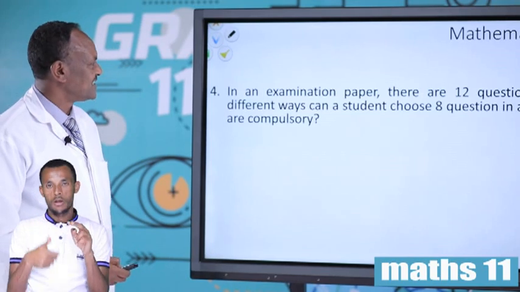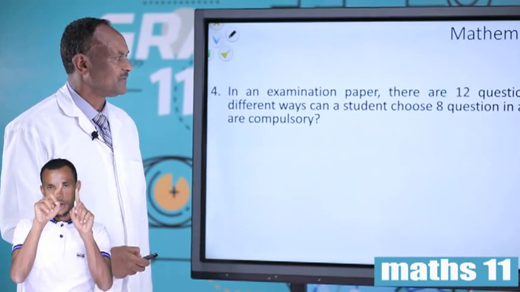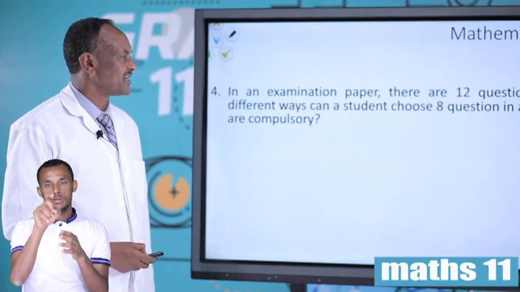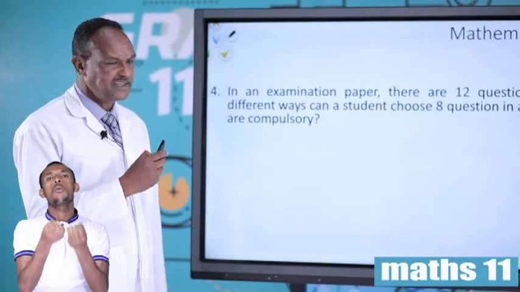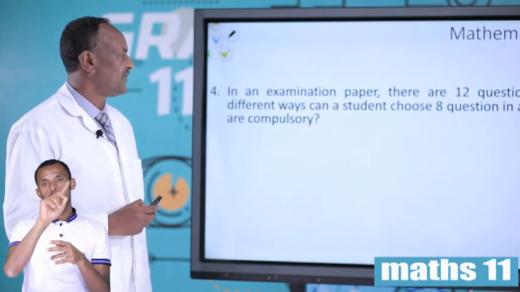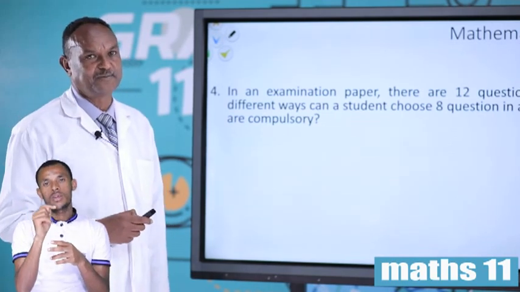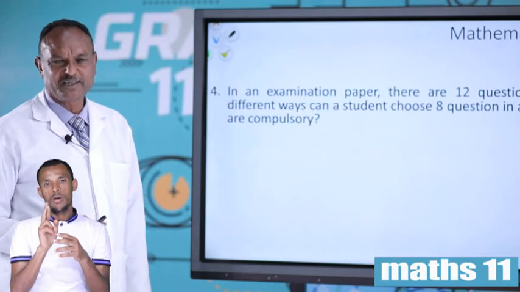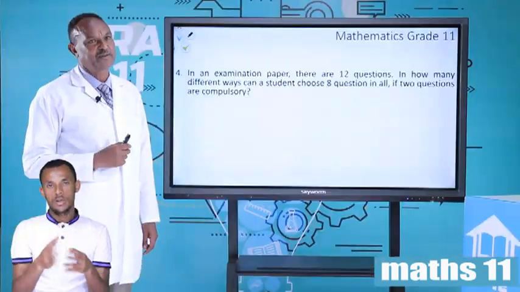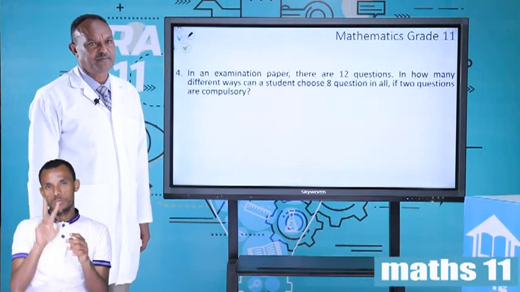Consider another exercise. In an examination paper, there are 12 questions. In how many different ways can a student choose 8 questions in all, if 2 questions are compulsory? What type of question is it? Is it permutation or combination? Let me give you 2 minutes to calculate this one.